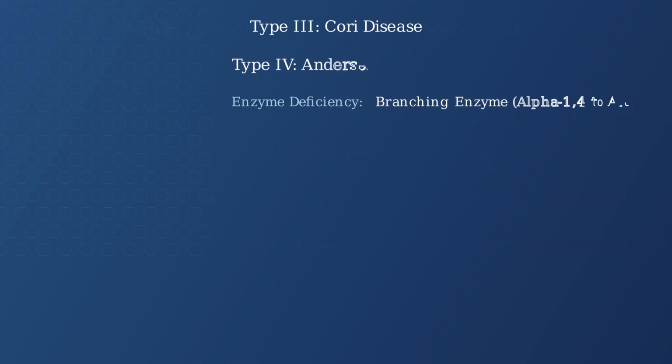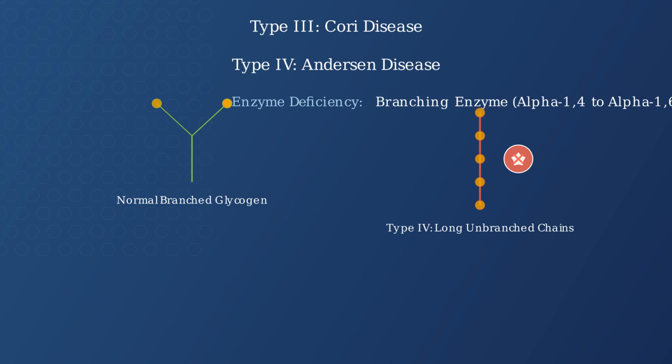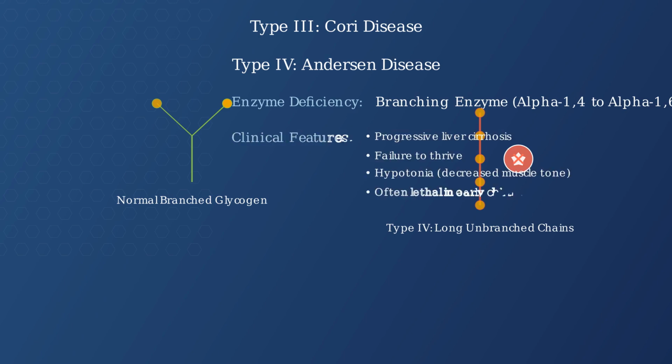Type 4, or Anderson disease, is caused by a deficiency in the branching enzyme, which prevents proper glycogen branching. Anderson disease presents with progressive liver cirrhosis, failure to thrive, hypotonia, and is often lethal in early childhood. Management is largely supportive, with liver transplantation considered in select cases.